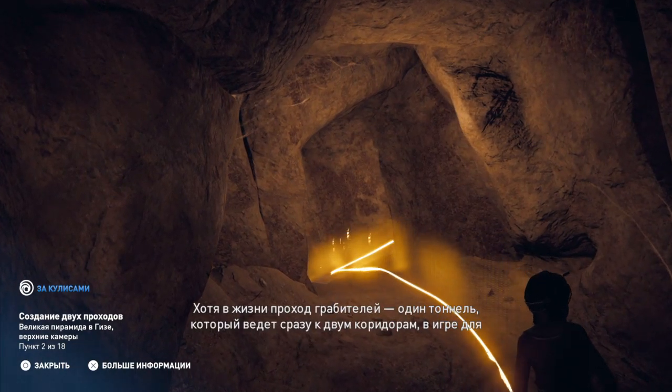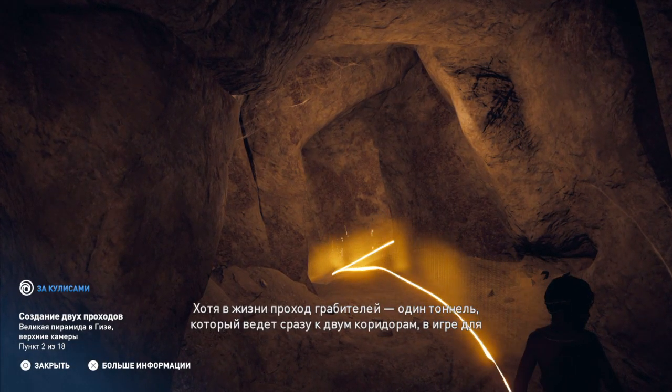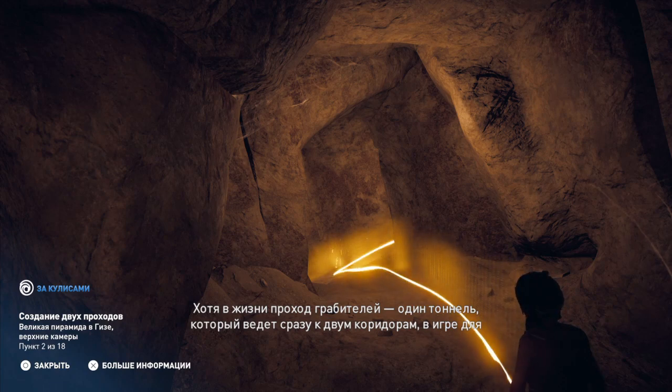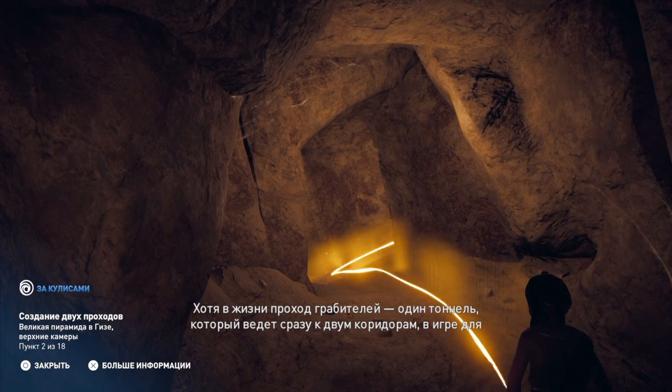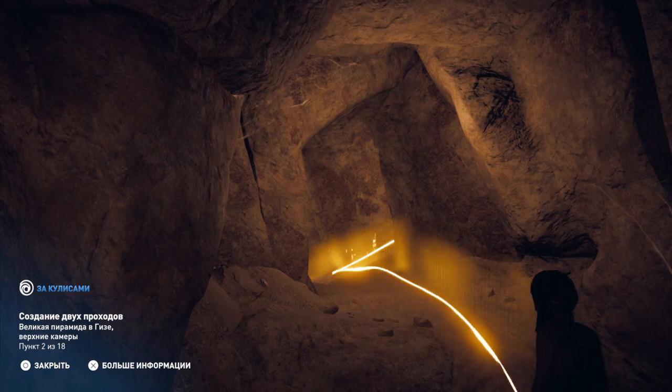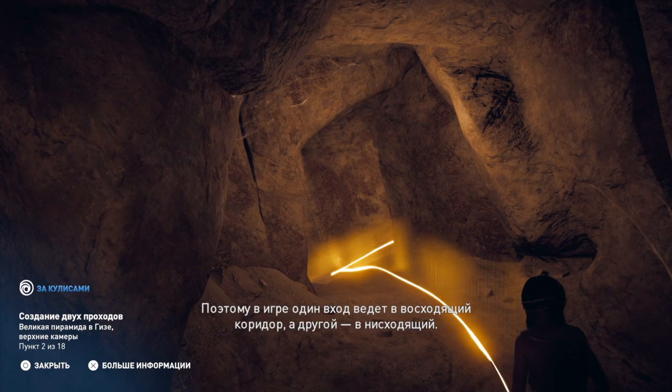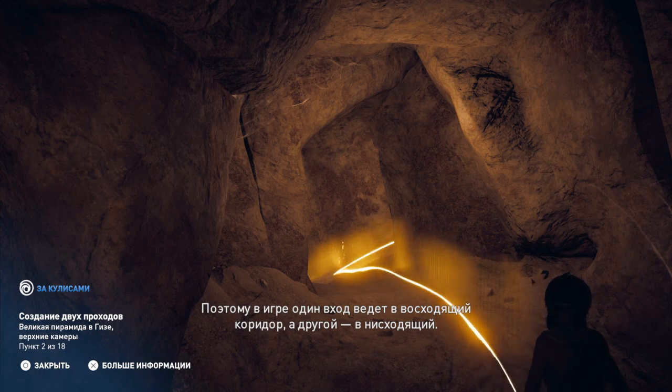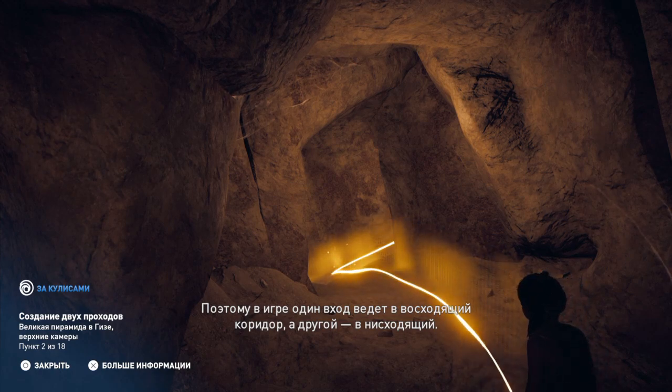While in reality the robber's entrance is one single cavity which leads to both passages, in the game, the team created individual accesses to either passage. As such, in the game, one entrance leads to the ascending passage, while another leads to the descending passage.